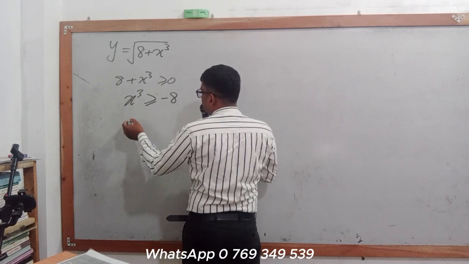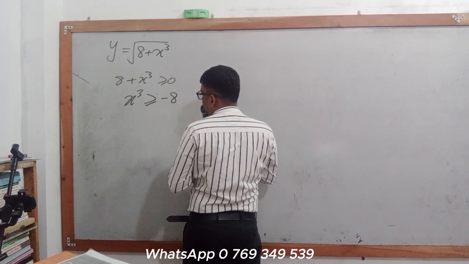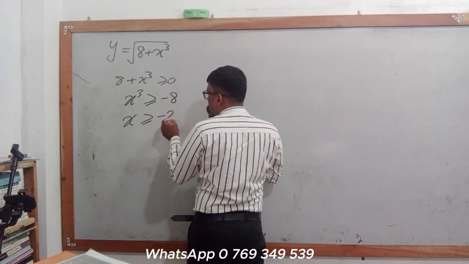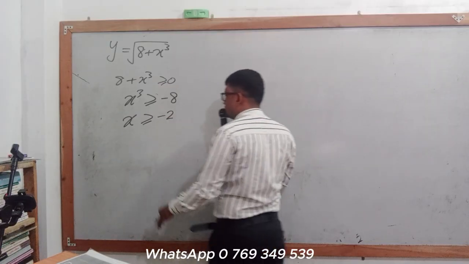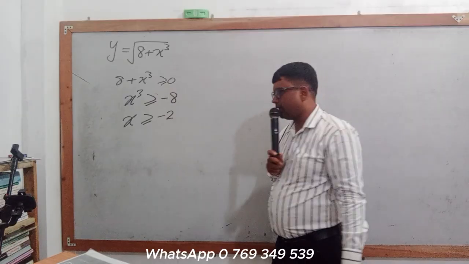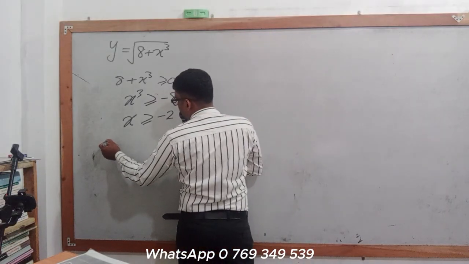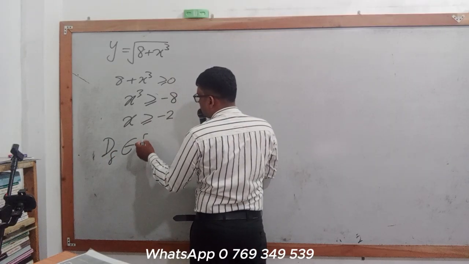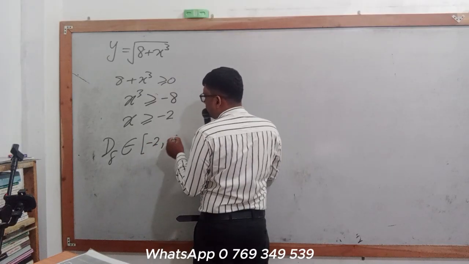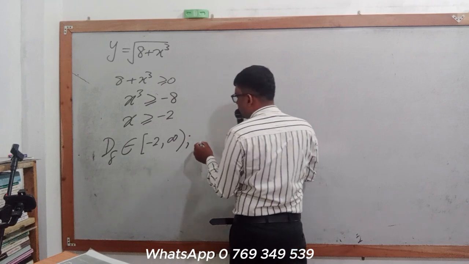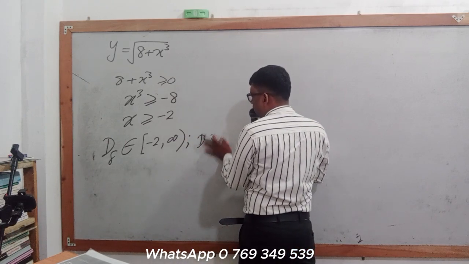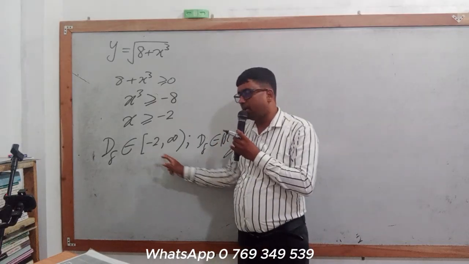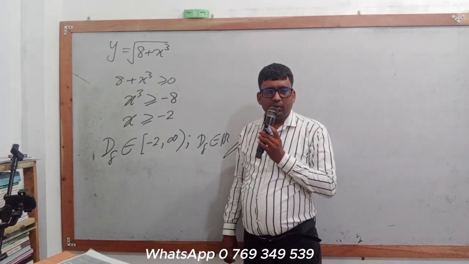Then we can take the root like this. What is that? x greater than or equal to minus 2. This is the domain. Right? What is that? Therefore, Df belongs to, this is an equal sign, no? Square bracket, minus 2 to infinity. This square bracket and here round bracket.